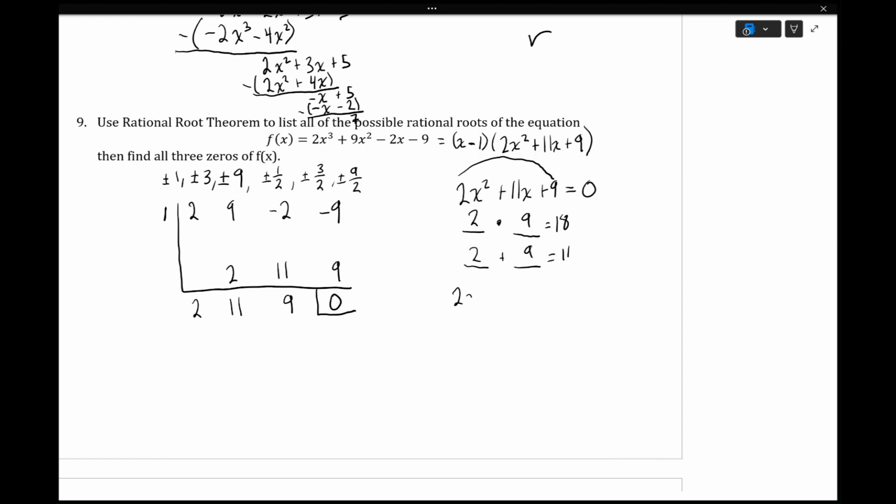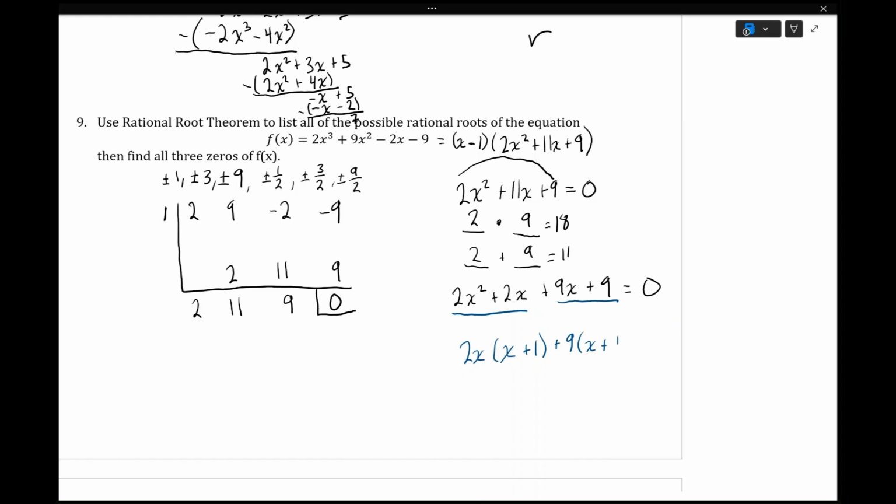So this is 2x squared plus 2x plus 9x plus 9 equals 0. I'll go ahead and factor by grouping. I'll look at what goes into these two, which is a 2x, and I'm left with an x plus 1. What goes into both of these is a 9, and so I have a plus 9.